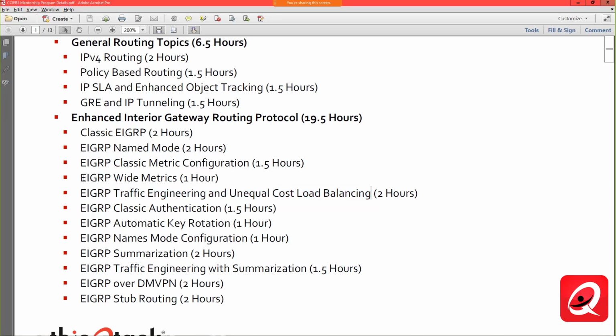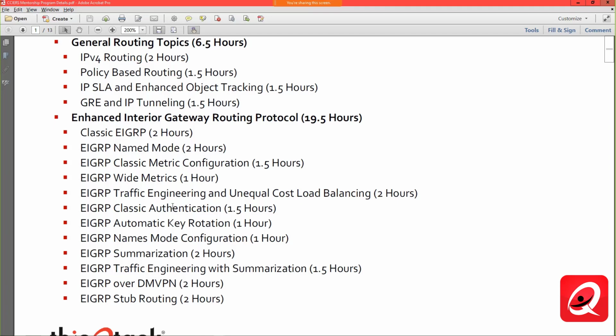I was hoping to get to the wide metrics today as well, but unfortunately we're going to have to just do the classic metric configuration today, and then hopefully in our next session, which will either be Tuesday or Wednesday, we can do both the traffic engineering and the wide metrics session together. All right, so that's what we're looking at covering today.